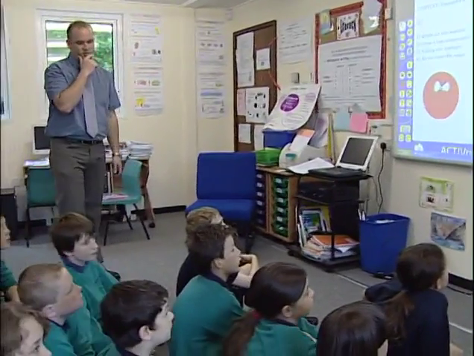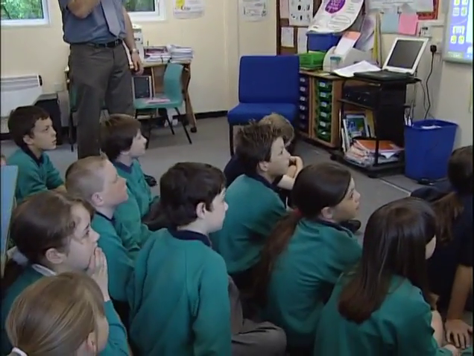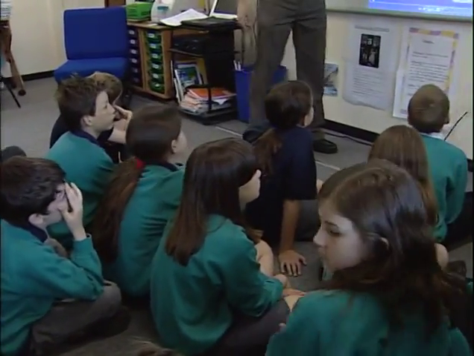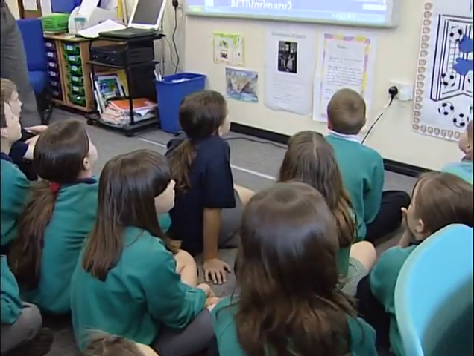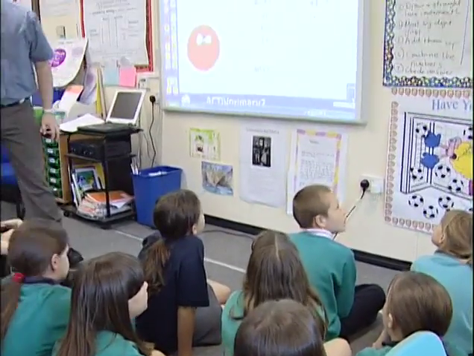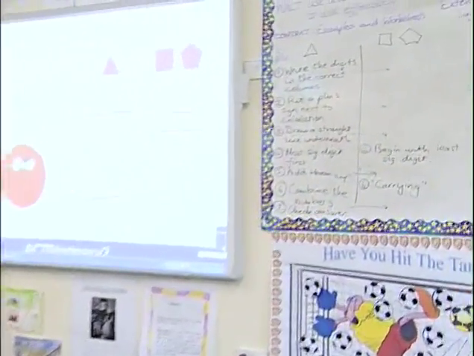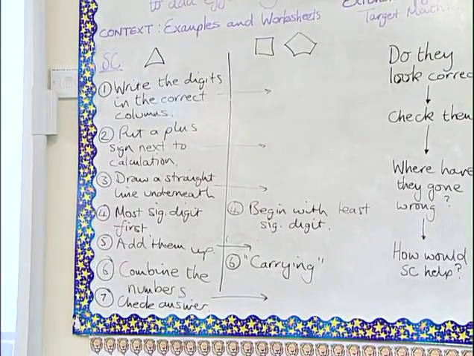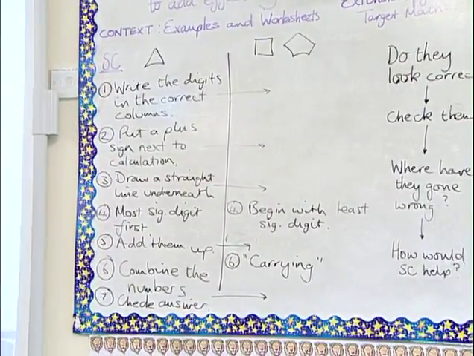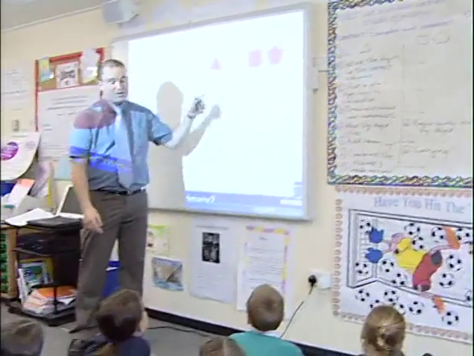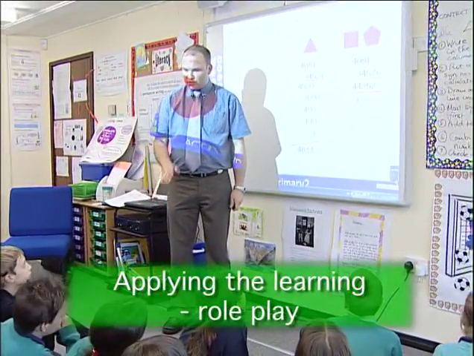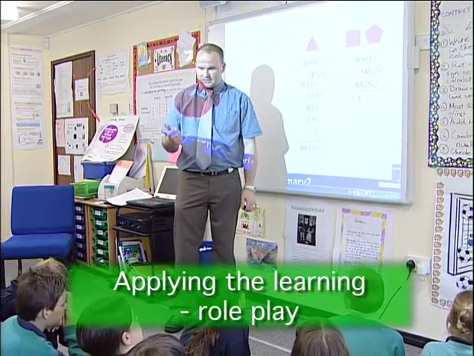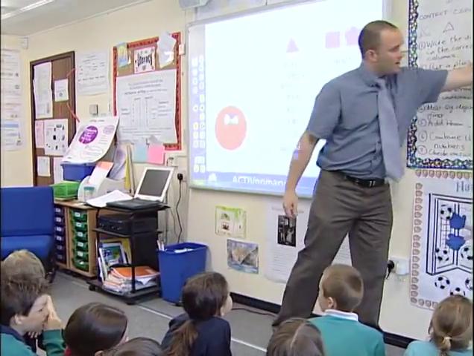You happy with those? If you were given some column addition to do, similar to this, could you do it correctly now and more effectively than they've done it, using those success criteria? What do you reckon? Okay, what you're going to do is this, listen carefully. You're going to go to your tables. On your tables is a worksheet, and on the worksheet are some calculations that have been completed. They've already been done. You haven't got to do them. What you've got to do is play teacher. Check that they're correct.